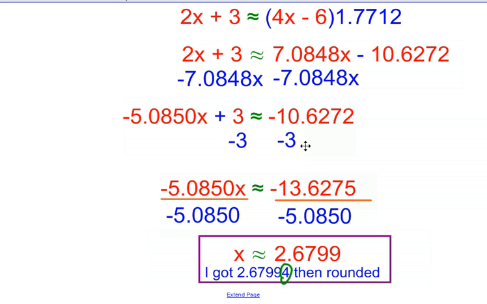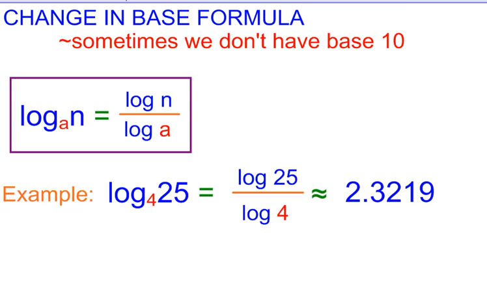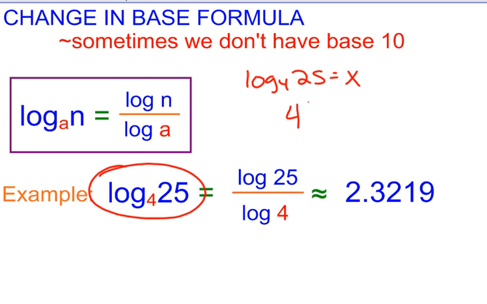The last thing we're going to do today is the change in base formula. So this is when we don't have a base 10. For example, we have just log base 4 of 25. What we would have done earlier in this chapter is we would have set it equal to x, and we'd say 4 to the x equals 25. And I didn't give you any like this. All of ours we were able to make the same base. In these you can't, and so what you do is you'll take log 25 divided by log 4.